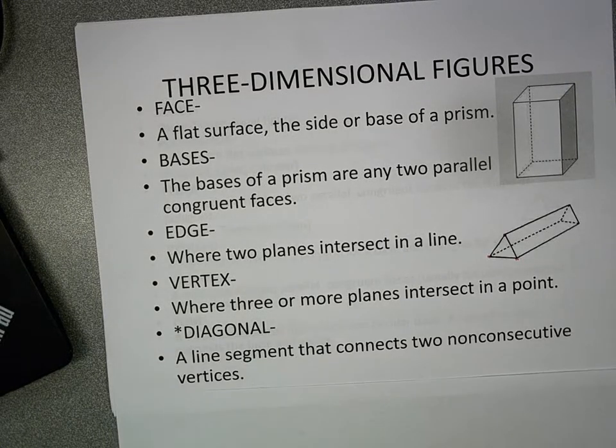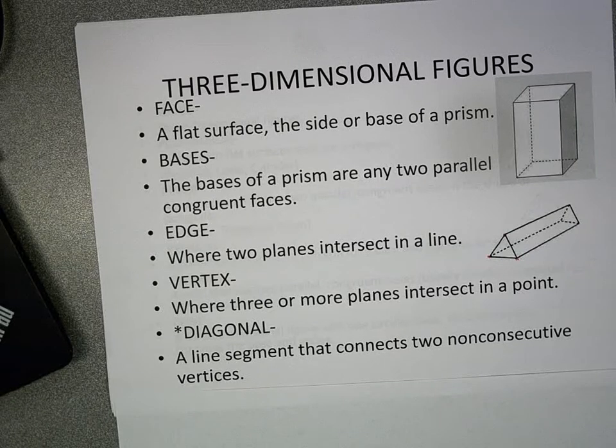So here's what diagonal is. This is a line segment that connects, here we go, two non-consecutive vertices. Vertices are, of course, plural for a vertex. So you have one vertex or two or more vertices.